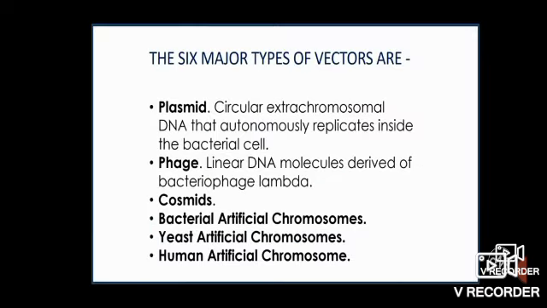Now I'll just brief you about some of the vectors. The 6 major types of vectors can be used in rDNA technology. The plasmid, which is circular extrachromosomal DNA, as I showed you in my slides, autonomously replicates inside the bacterial cell. Or phage or viral DNA, linear DNA molecules derived from bacteriophage lambda phage, can be used. And there are vectors called cosmids, bacterial artificial chromosomes, yeast artificial chromosomes, and human artificial chromosomes. All these types of vectors can be used in rDNA technology.